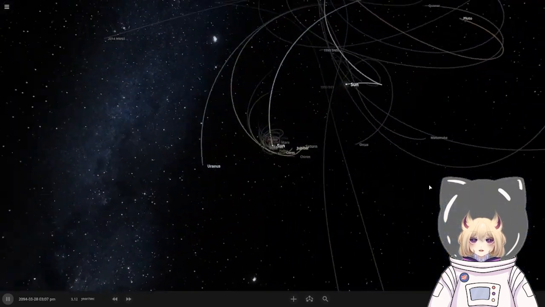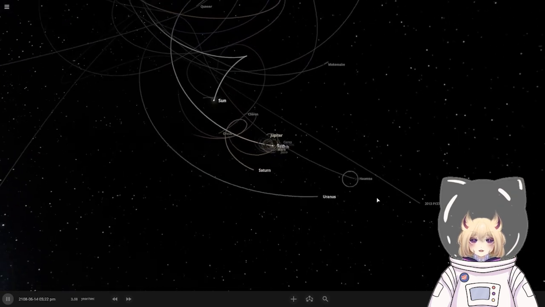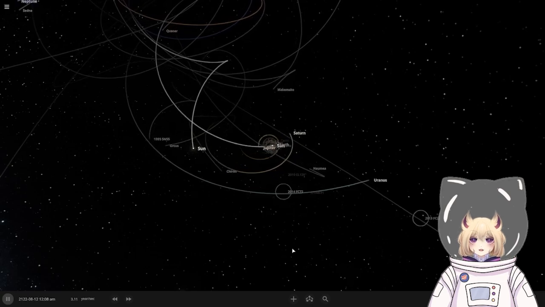Neptune and Uranus are thrown out of the solar system. Saturn stays for a little bit, but also gets cast away. The remainder stay as the stars orbit each other in a beautiful but dangerous dance.